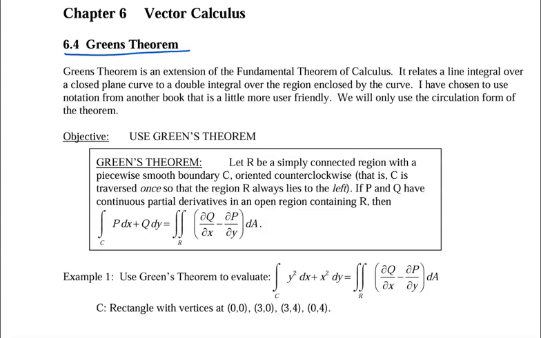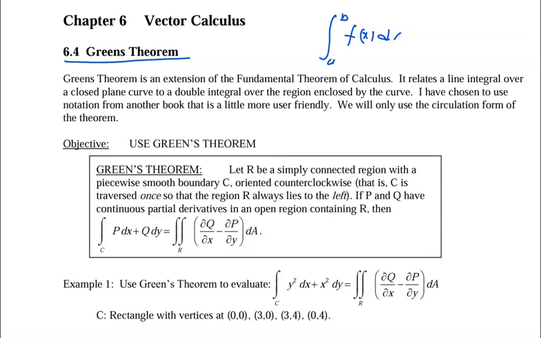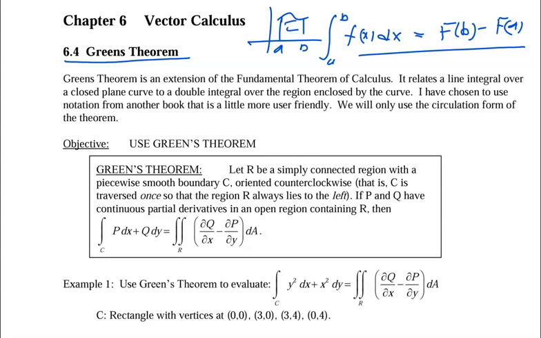So here, Green's theorem is an extension of the fundamental theorem of calculus, right? In the fundamental theorem of calculus, you have f of x dx from a to b. You calculate the antiderivative, and you plug in f of b minus f of a, right? So we're going to extend this same concept. So this is the area under the curve, right? The area under the curve from A to B. So that's the fundamental theorem of calculus, right?